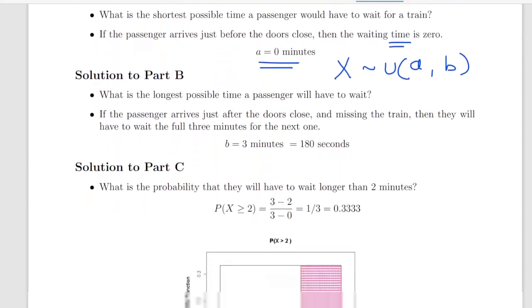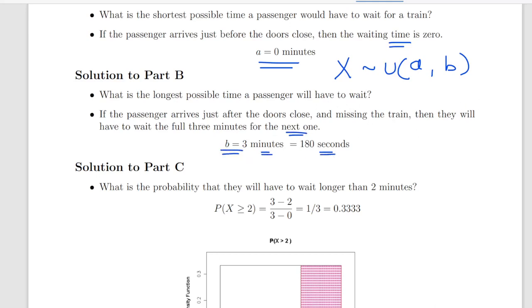Okay? So what is the longest possible time a passenger will have to wait for a train? If the passenger arrives just after the door closes, missing the train, they will have to wait the full 3 minutes for the next one. Okay, so B equals 3 minutes, which is 180 seconds.